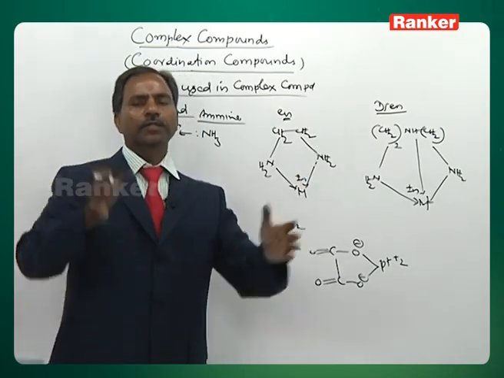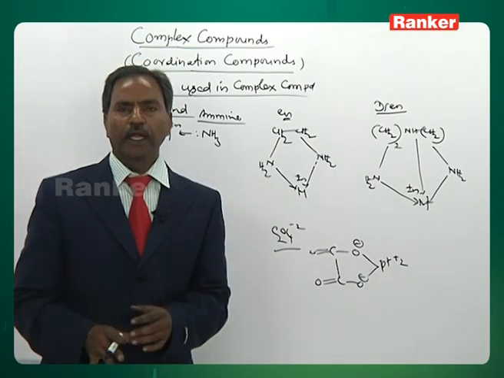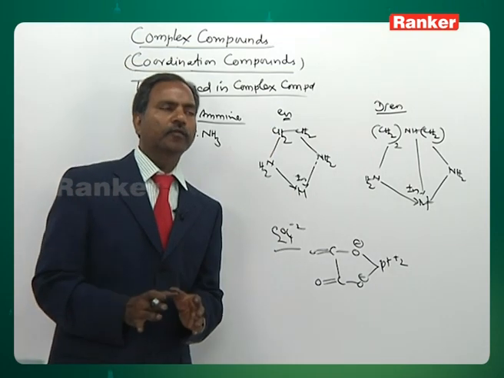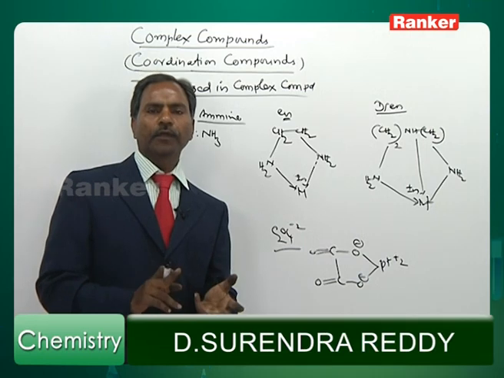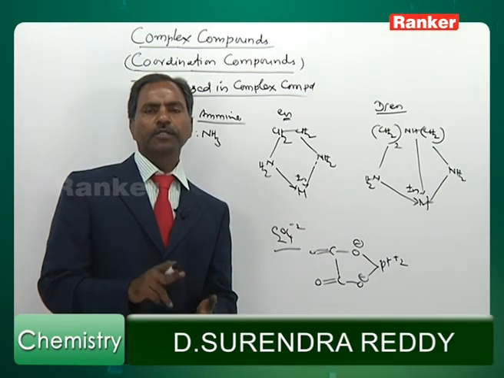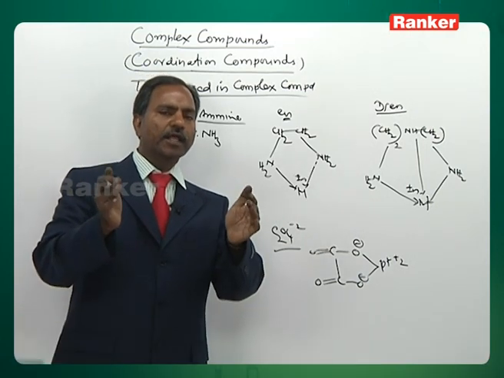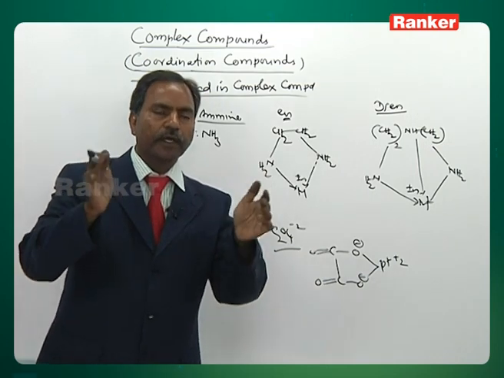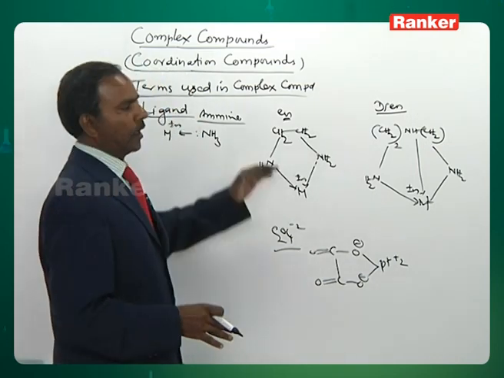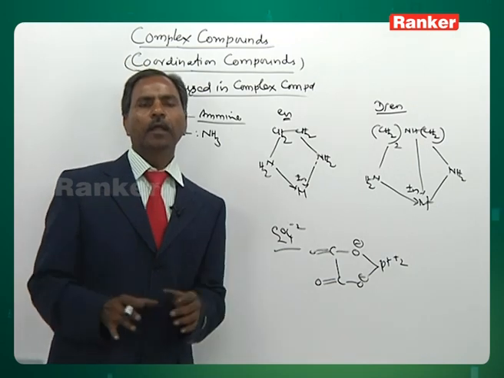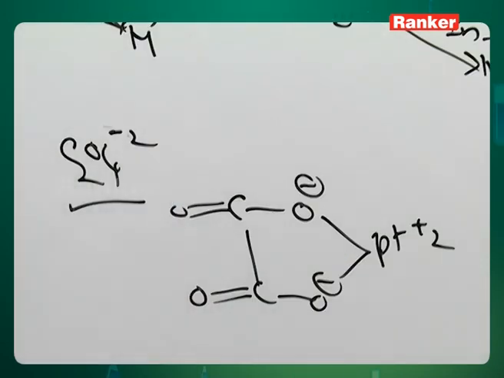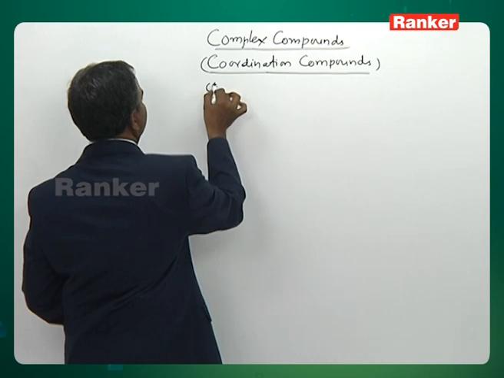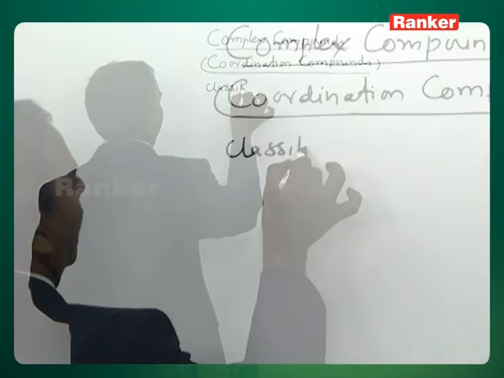Now in a tabular form I will show the different types of ligands. What I am saying is that ligands are important. Each ligand, its structure, density, charge, how it is shown in a complex, and how it is abbreviated in the complex, that is important. I will give some of the important ligands in tabular form. Classification of ligands based on charge and density.